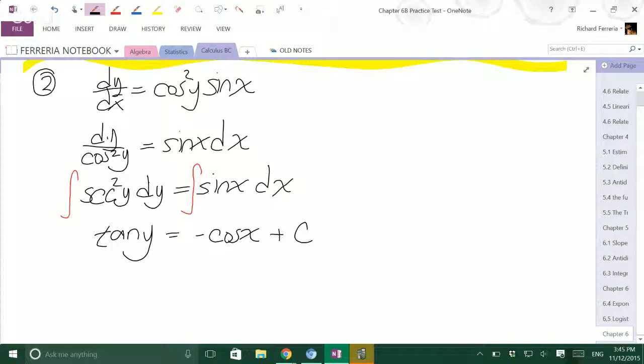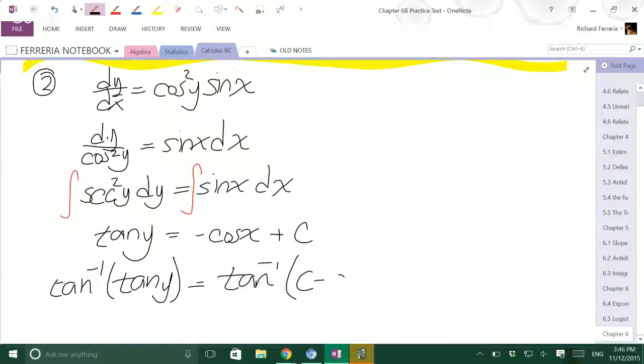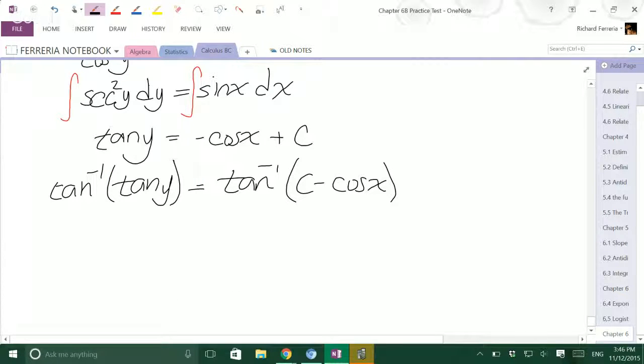So if we take the inverse tangent of the tangent of y, we would take the inverse tangent of c minus cosine x. Now, why would we want to do that? Well, we want to solve for y. So the inverse tangent of the tangent of y is just y.